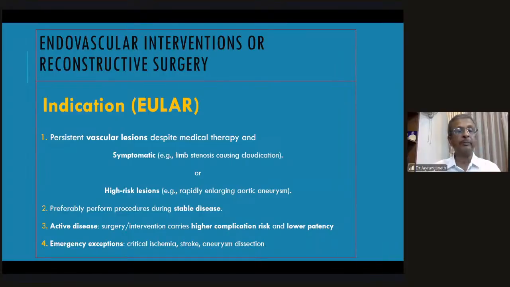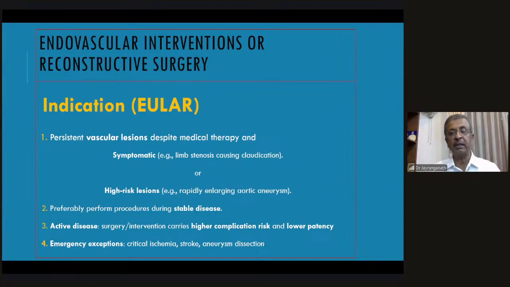So now coming to the endovascular therapy and reconstructive surgery. I finished the medical part of it. Coming to the indications for endovascular therapy and reconstructive surgery, these are all the EULAR criteria. You don't have to strictly adhere to these criteria many times, because we need to tailor them to our own Indian setting. We have to see a lot of things.